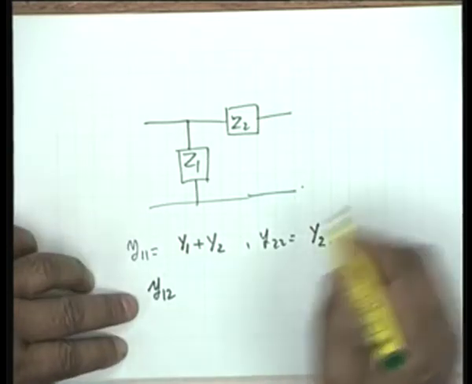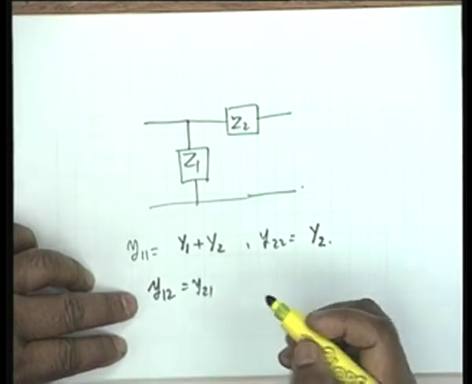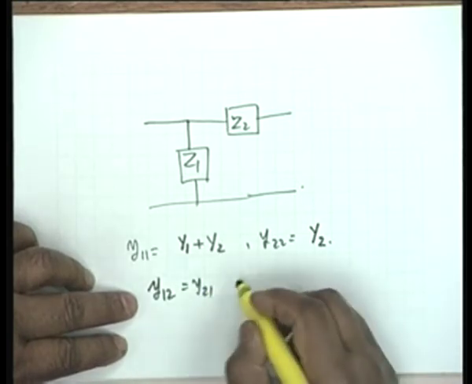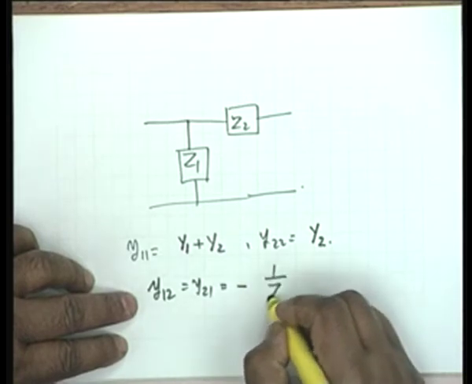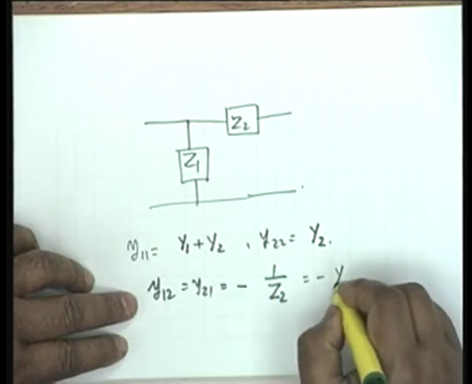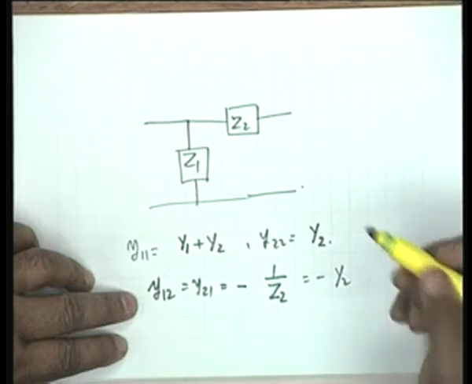Y12 or Y21, they will be equal. Minus 1 by Z2, that is correct. That is minus Y2. This negative sign was missing. How did he get that?